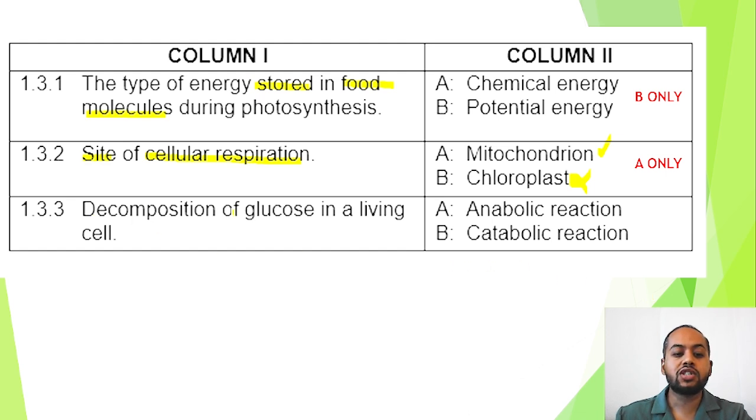The decomposition of glucose in a living cell. When you break down glucose in a living cell, is it a catabolic reaction or an anabolic reaction? Anabolic reaction is when you are building up something. Catabolic reaction, when you are breaking it down. Decomposition of glucose is breaking down glucose. Therefore, B is correct. And the correct answer is B only.